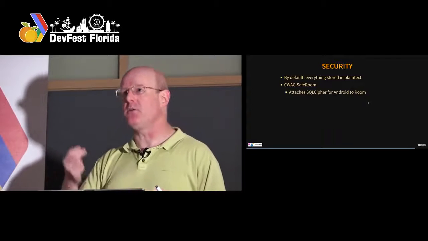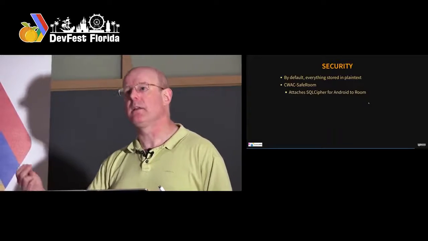I do, in the CWAC-SafeRoom library, and that has the bridge code necessary to teach Room how to work with SQLCipher for Android, as opposed to working directly with the SQLite that's built into the framework. You supply the passphrase to me, probably as an Editable that you get from an EditText widget, and I will pass that passphrase into SQLCipher for Android, and everything just works.